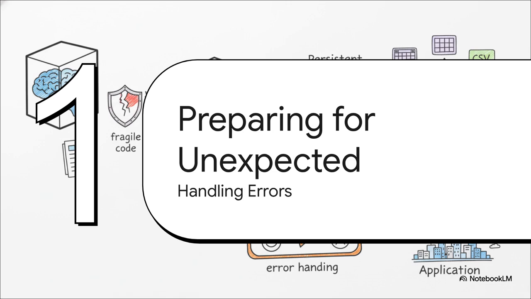Our application is coming along nicely. It can remember things, and it can communicate. But what happens when things go wrong? What if a file it needs just doesn't exist? A fragile script would just crash and burn. A resilient application is prepared. So it's time to give our program some armor.